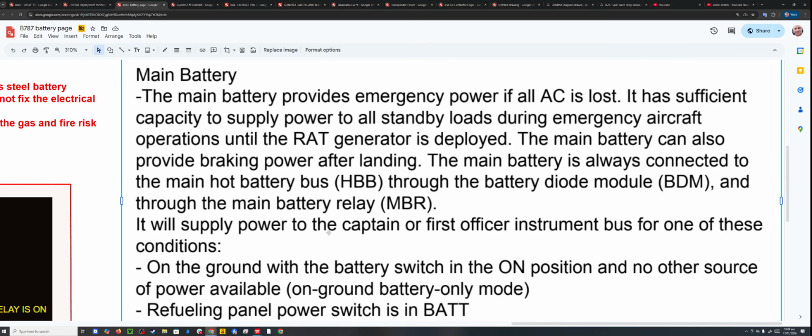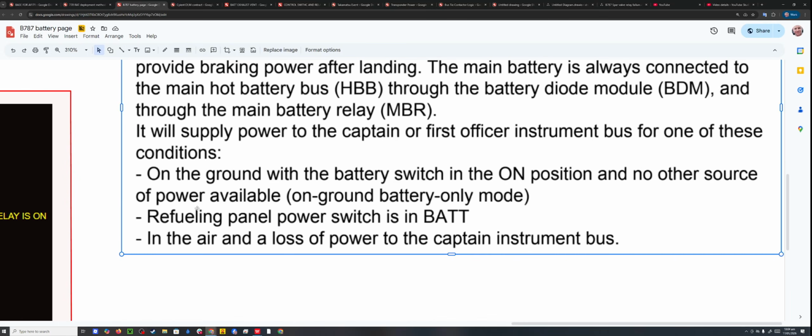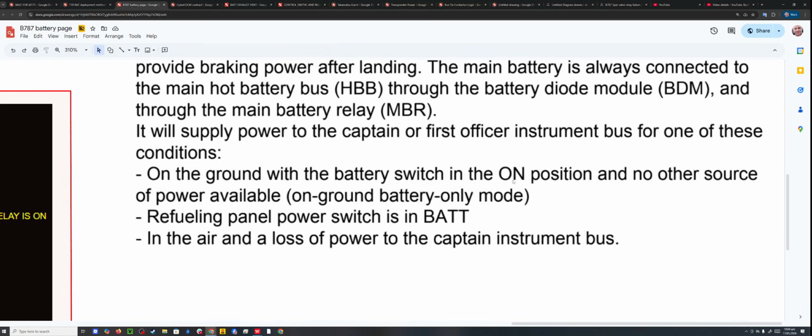It will supply power to the captain or first officer instrument bus for one of these conditions. Here we go. On the ground with the battery switch in the on position and no other source of power available. So what that means is if there is external power, or if the engines are running, there'll be generators. If the engines are running or there is external power, the diode doesn't need to do anything. It doesn't do anything. There is no current flowing out of the battery because the power already exists on the DC circuits supplied by the alternating current fed rectifiers.